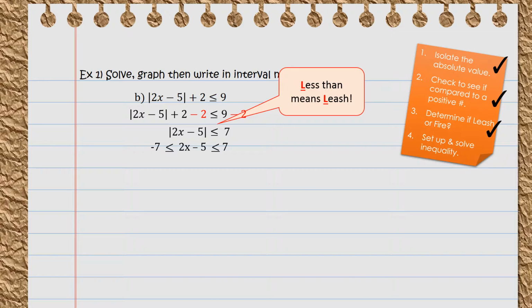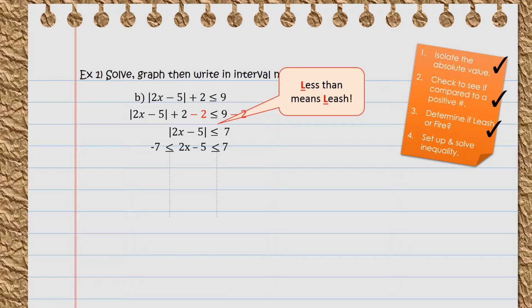And so, -7 is less than or equal to 2x minus 5, which is less than or equal to 7. So I'm stuck between a positive 7 and a -7. This is known as a compound inequality. When you have two inequality symbols, you're still going to have multiple parts to it. We normally put a line at an equal sign, but this time we're going to draw lines at the inequality signs. We no longer have a left and a right side. We now have a left, a middle, and a right.